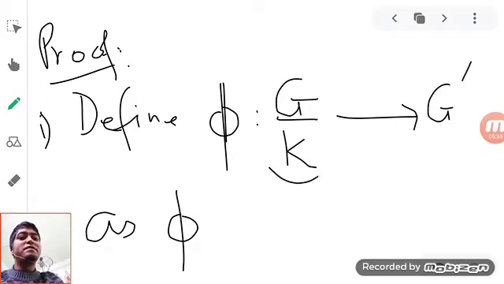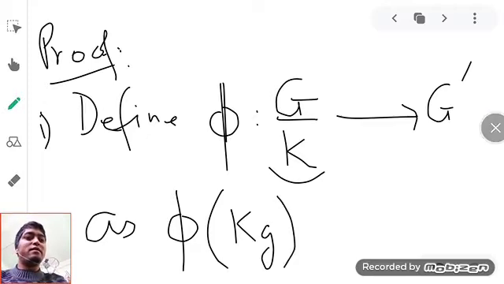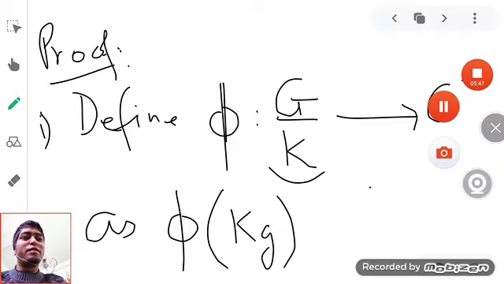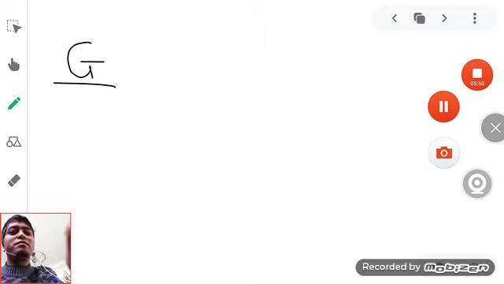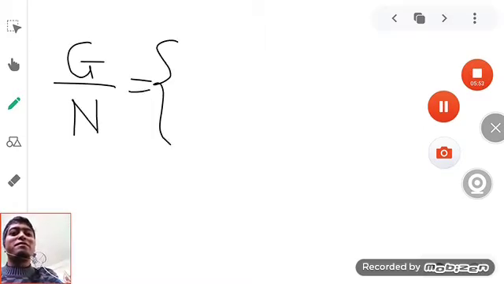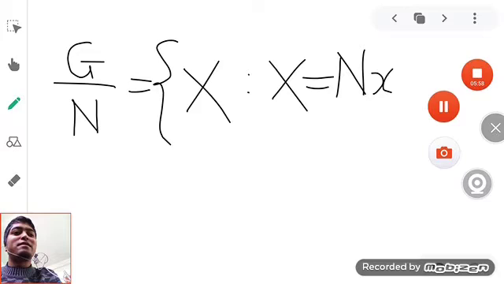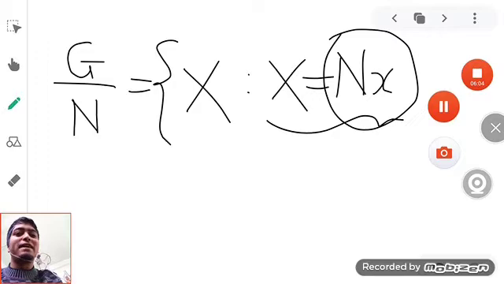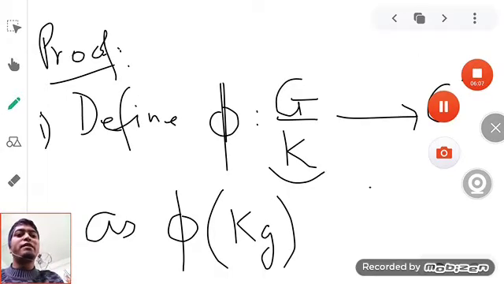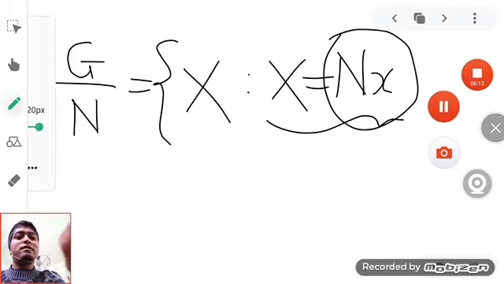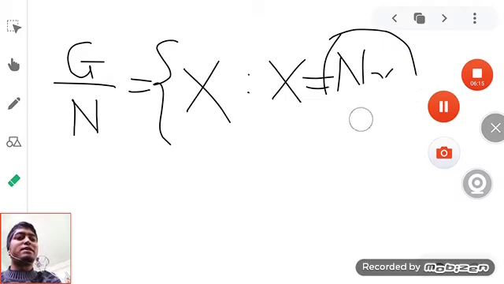How does an element of G by K look like? An element of G by K looks like Kg. Some of you may not remember this, but remember, all elements of the quotient group G by N are of the form Nx. Remember? So it will be a coset. So all elements have this form Nx if it is G by N. But over here we are dealing with G by K, so that's why it will be Kg. Alright, so I hope that is clear.